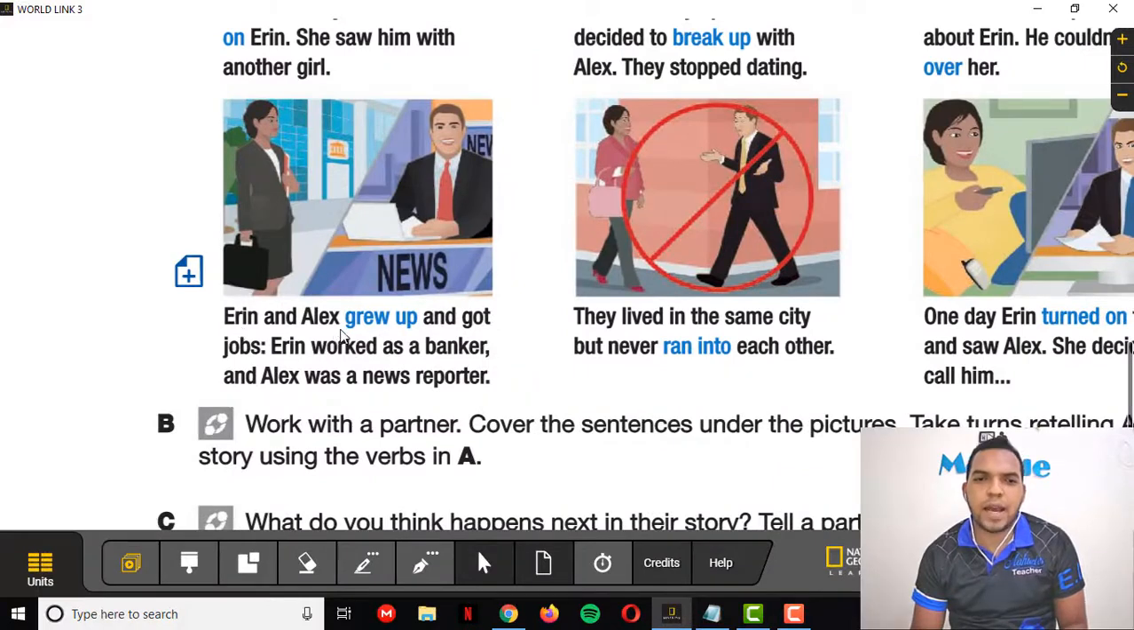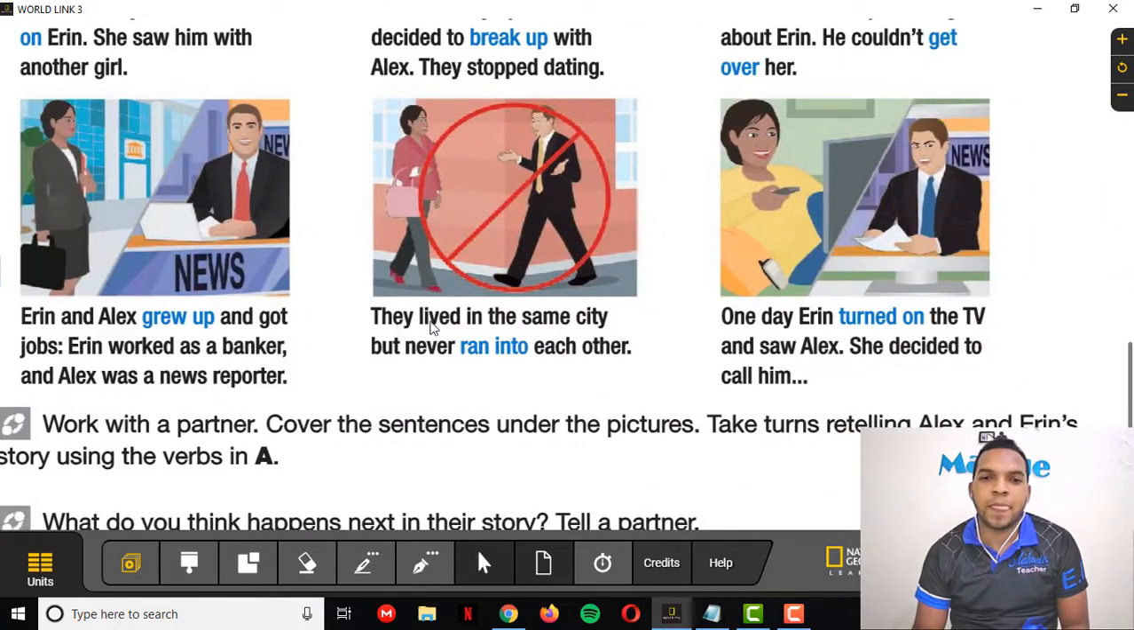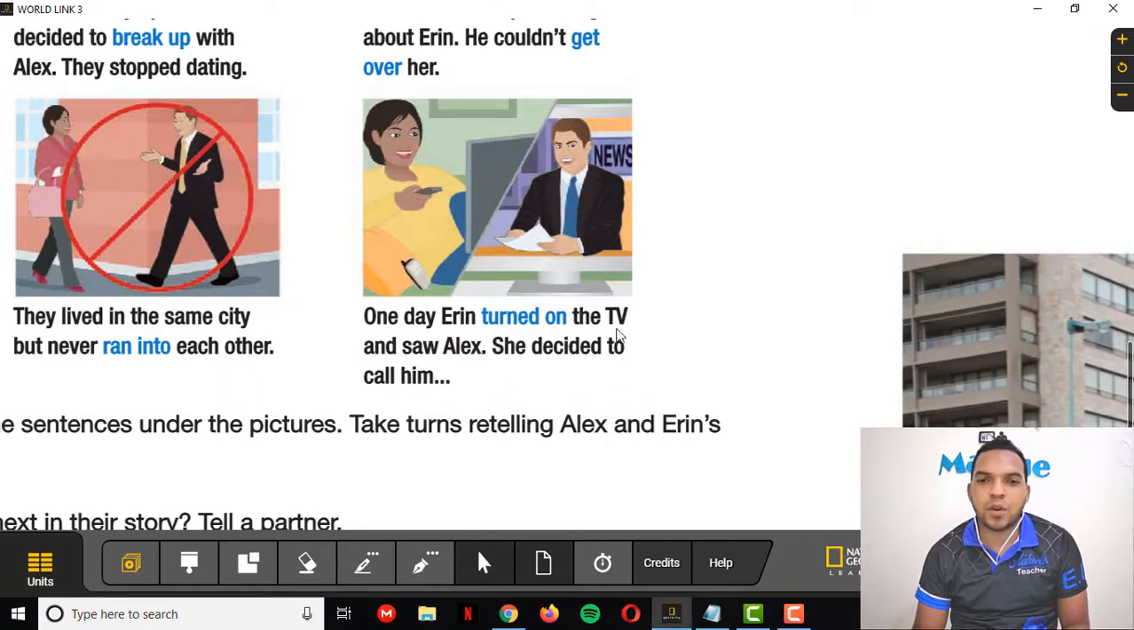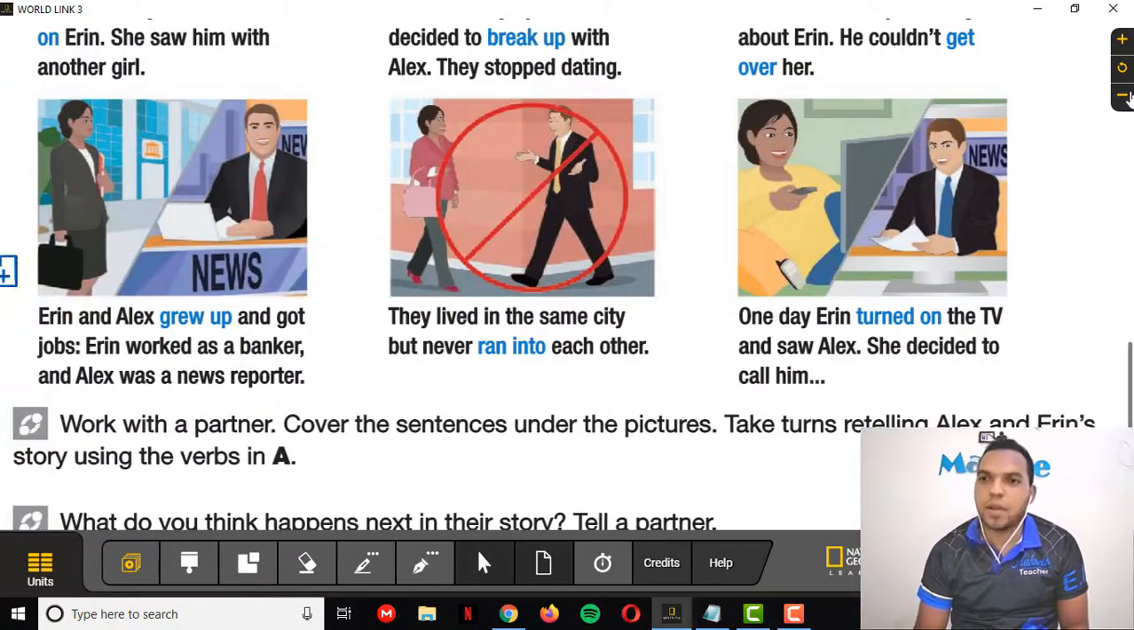Then after that, Erin and Alex grew up and got jobs. Erin worked as a banker and Alex was a news reporter, as you see over here. They lived in the same city but never ran into each other. Remember, this is in the past. Look at the example. But they ran into each other. One day, Erin turned on the TV and saw Alex. She decided to call him. Look at that. That's a really good story, actually.